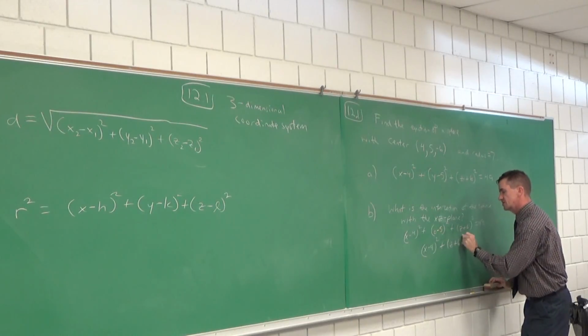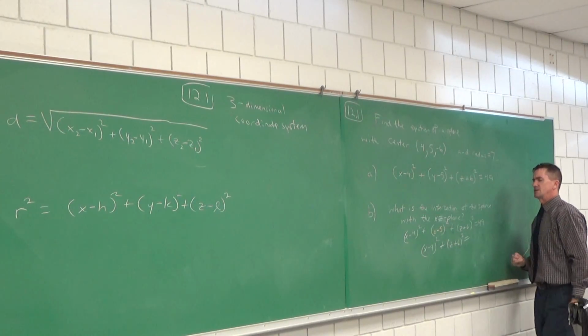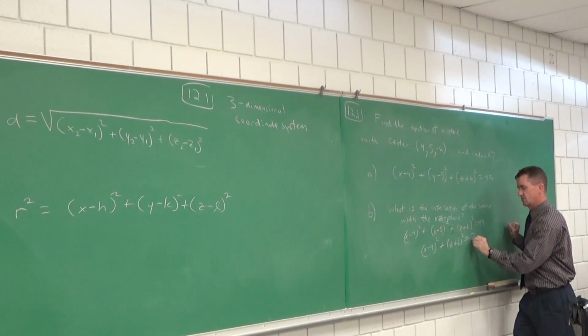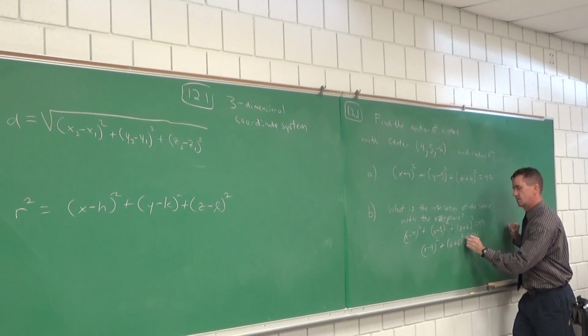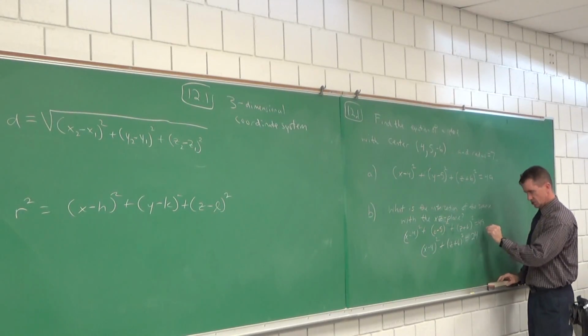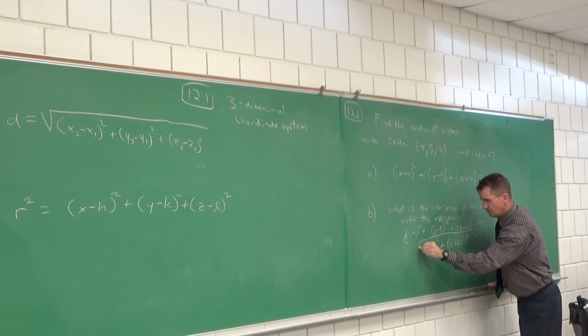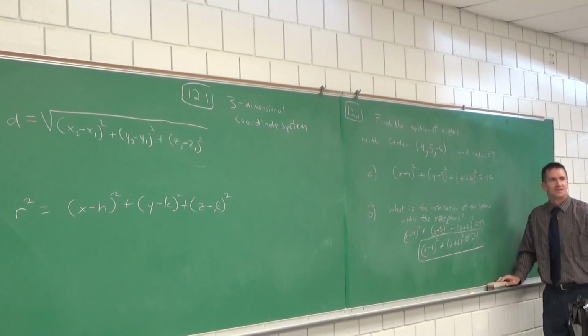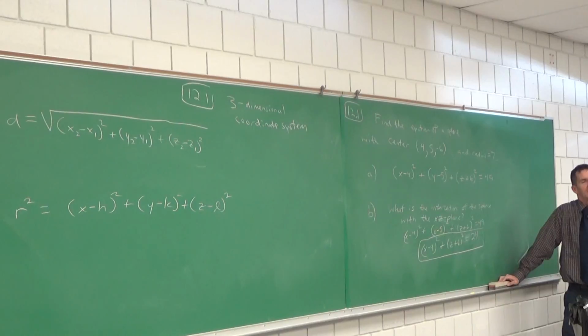I'll leave this as my answer. What's 49 minus 25? 24. Alright. And you go, there's my answer. But it's an equation. I think we should add words to this, and I thought you came up with a very good description. What is that?